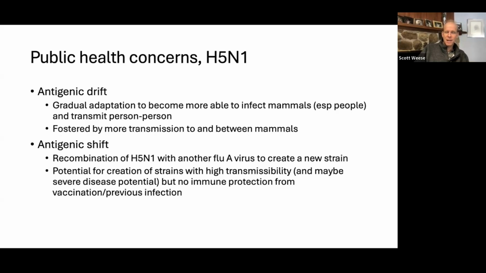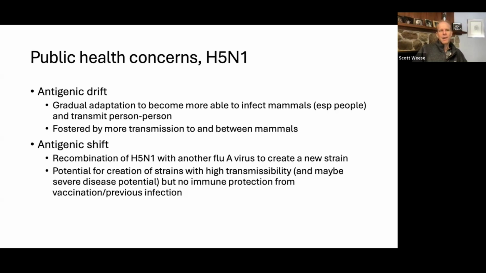The number of cats that have been infected is quite small. Dogs, really small. So right now, this strain isn't necessarily the thing we're worried about. We're worried about what it could become as it gets more and more adapted to mammals. And this can occur by what we call antigenic drift. And this is just gradual maturation, movement of the virus to become more amenable to infecting mammals.